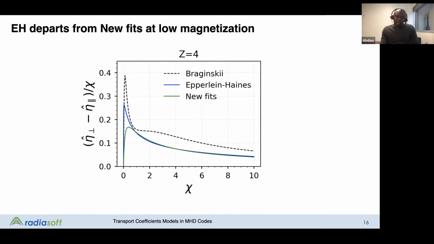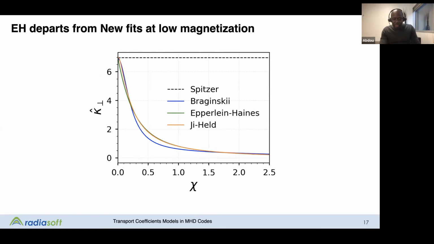Now, when you look at the difference, which also gets into the heat flux and the energy transport equation, you can see at low chi, which is the regime that we are interested in for this application, it is really more than 20% difference between all the different models. Now, the new fits were also validated against kinetic tests. So we have strong confidence in the green one.